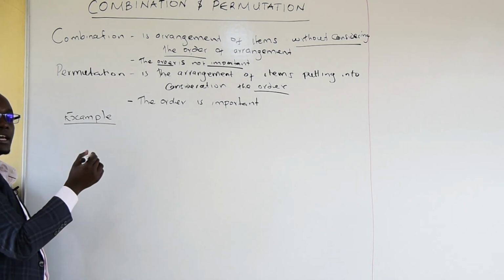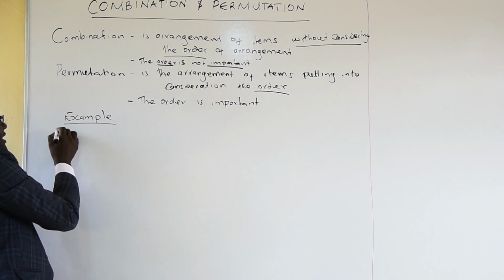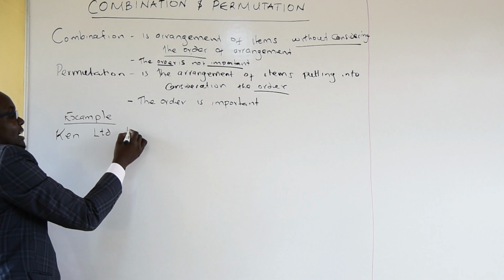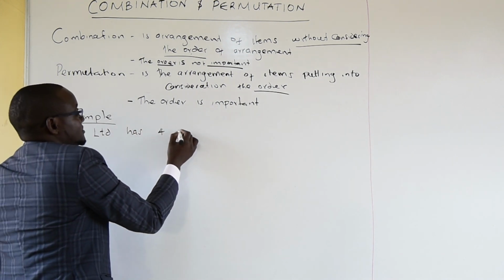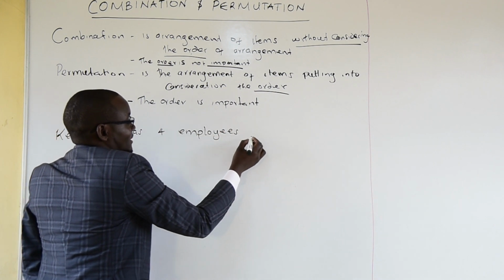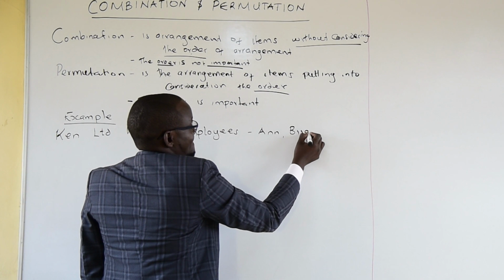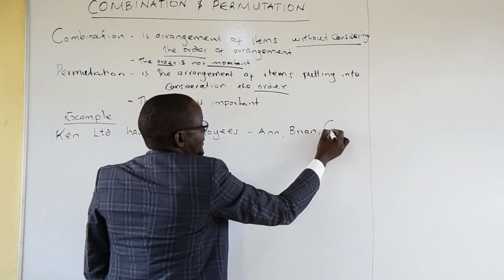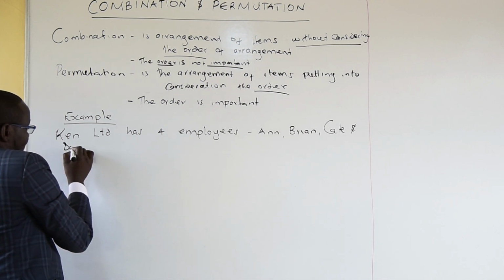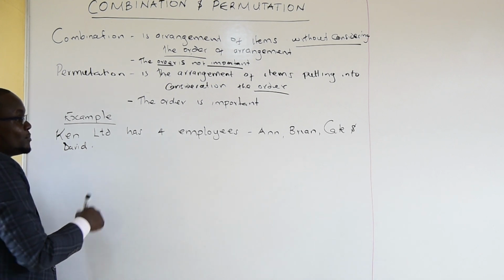You are told that Ken Limited, an organization, has 4 employees. We have Anne, we have Brian, we have Kate, and David. These are the 4 employees.